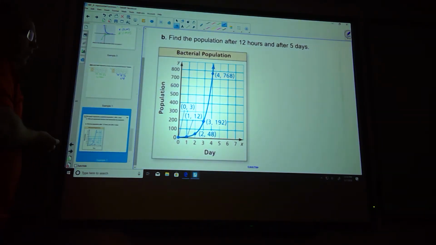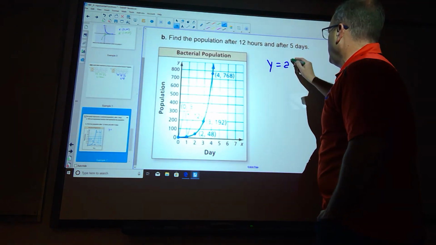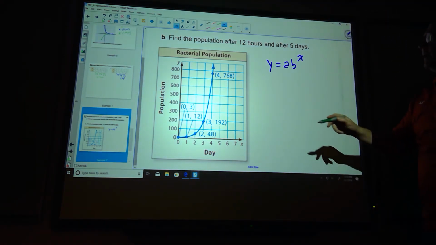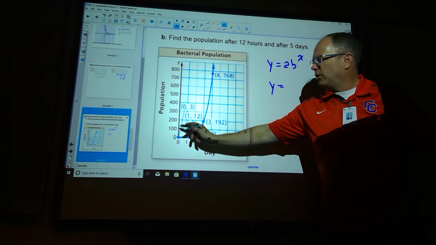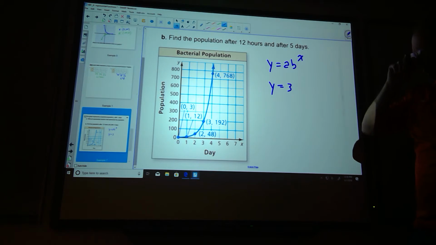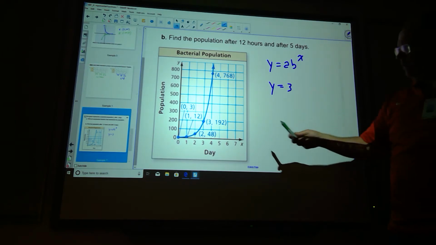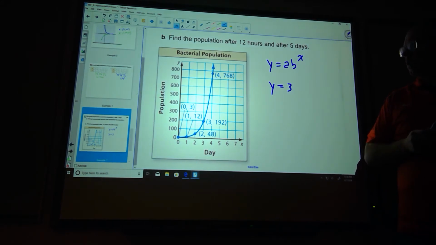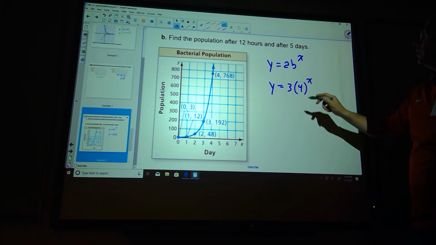Okay. All right, so let's get our exponential function first. So I know I have this. Agree? Okay. And I know that my a value has to be 3, because at 0 it's 3. Do you agree with that? And then I have to find my b value. So from 3 to 12, I had to multiply by what? 4. So now I get 4 to the x.